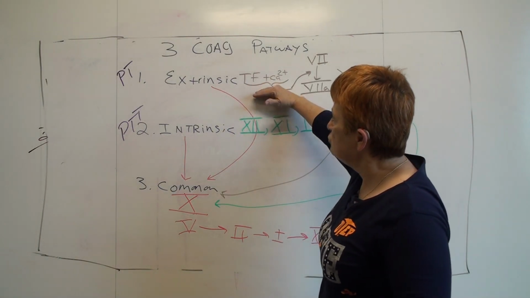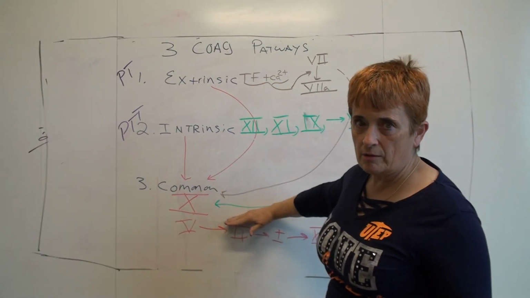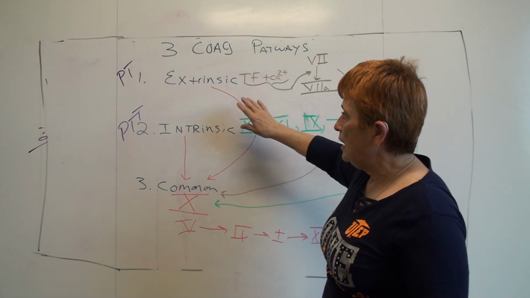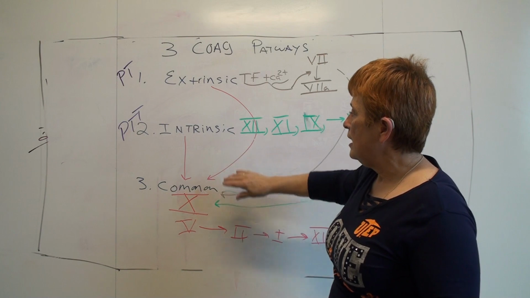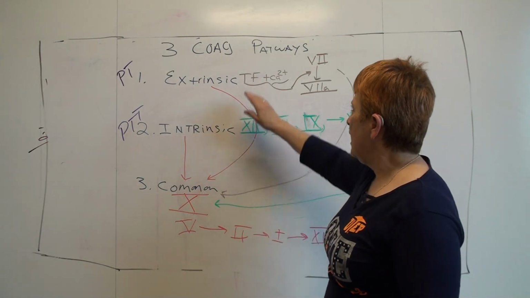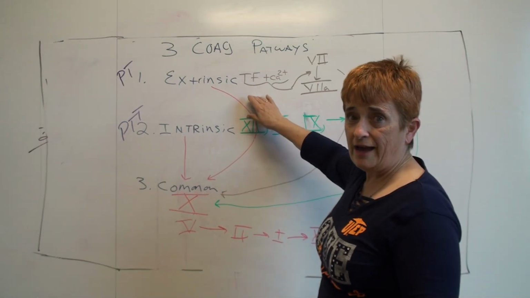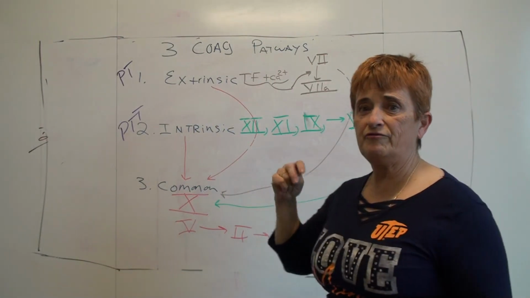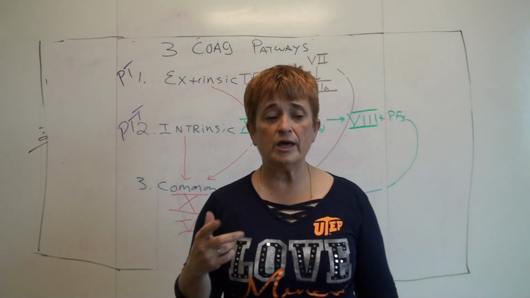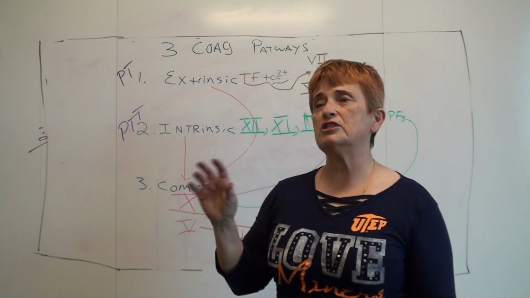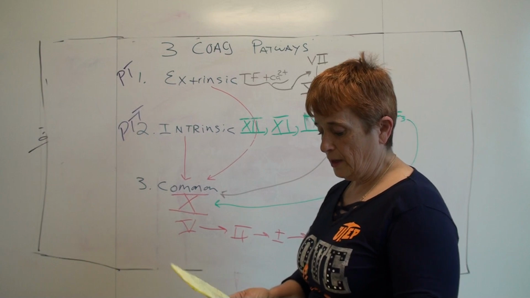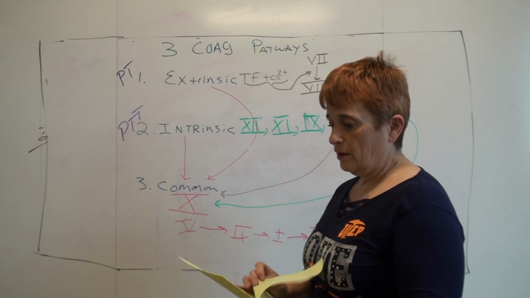We've got the extrinsic, the intrinsic, and the common pathway. Extrinsic, the simple one, intrinsic, and then the common. Extrinsic is extremely fast. This is very slow. That's why we have to have a fast way to get clotting started, and then there's a slower, much better way to have this done.